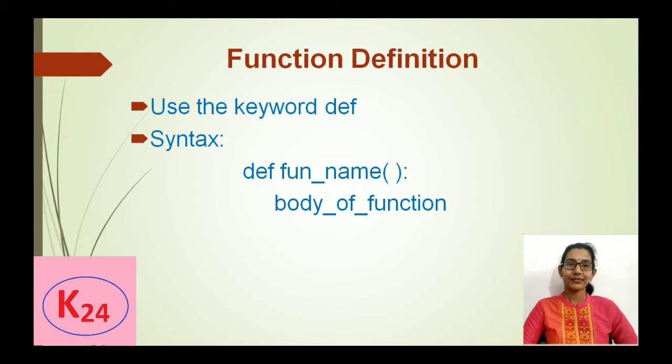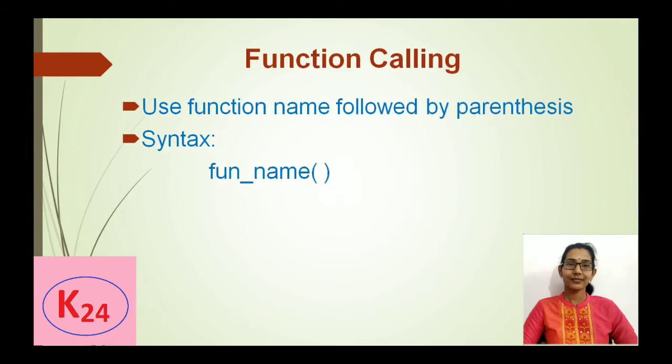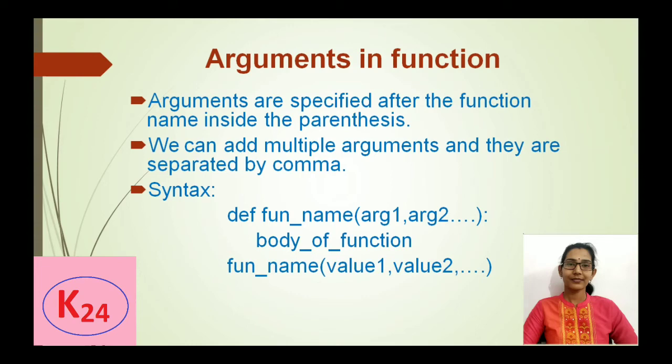Now the next is how the function is called. To call a function, we use the function name followed by parentheses. The syntax is the function name and then parentheses. Now we can also pass arguments or parameters in a function. Arguments are specified after the function name inside the parentheses. We can add multiple arguments, and they are separated by commas.